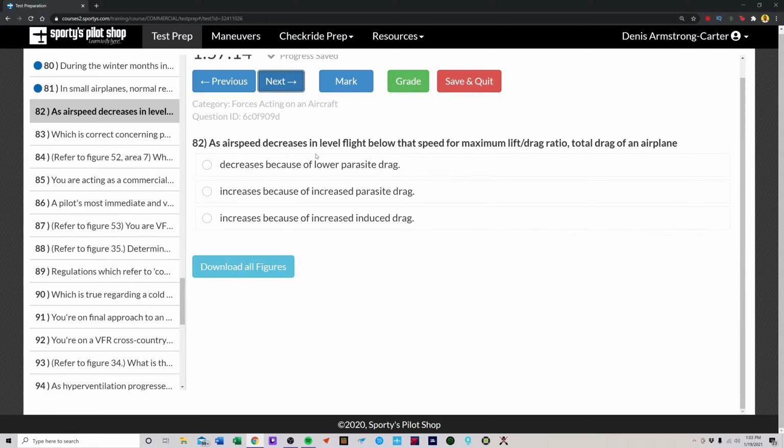As airspeed decreases in level flight below the maximum lift drag ratio, total drag of an airplane. So your airspeed decreases in level flight below the speed for maximum lift drag ratio. Oh, the total drag of the airplane. Yeah, it decreases.